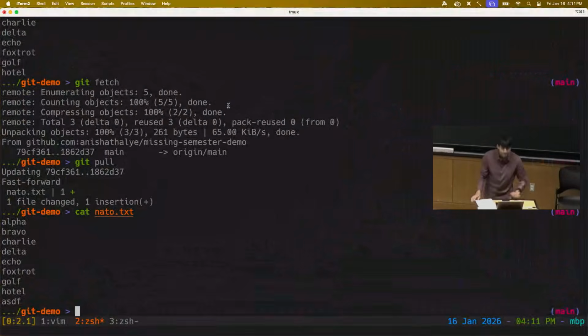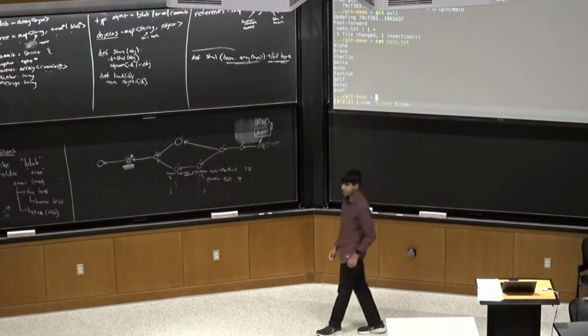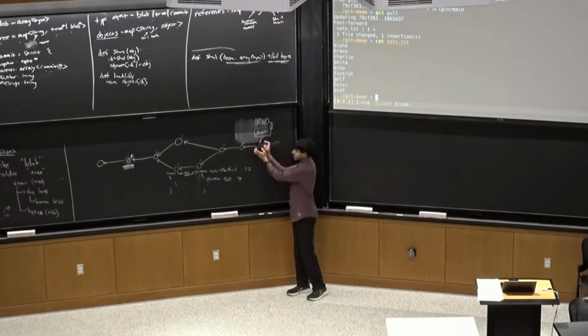Yeah, question? When you push main to origin, does main include just the commit that it points to, or all the commits? Yeah, that's a great question. So when you push main to the remote origin, does it include just the commit that main is pointing to? Would it include just this or the entire history? And the answer is the latter.